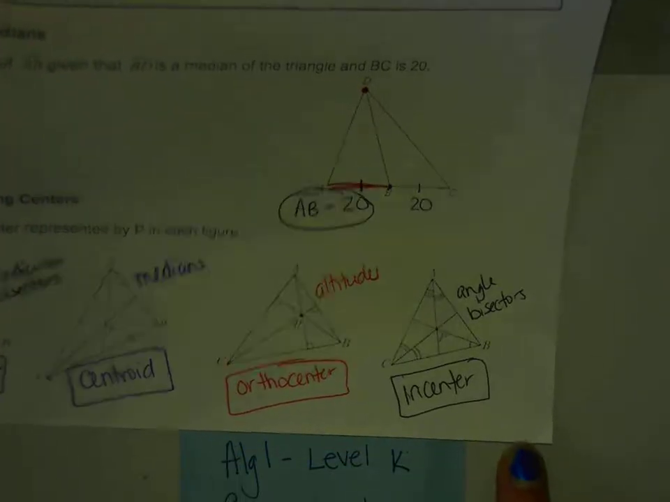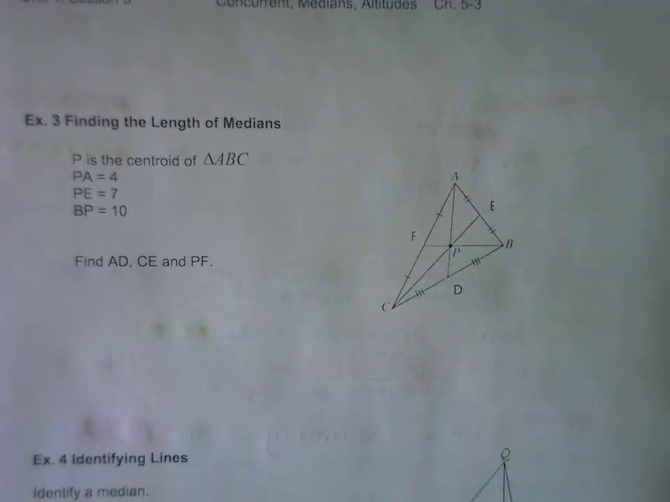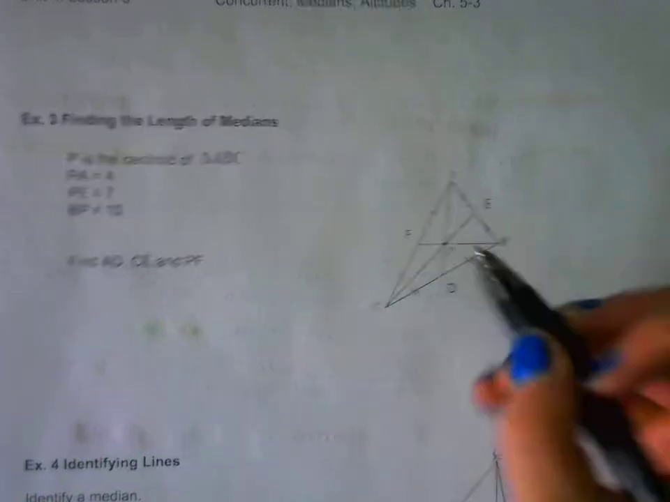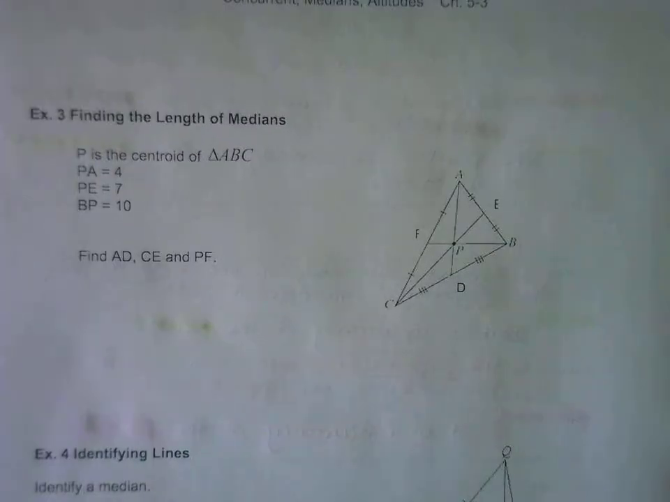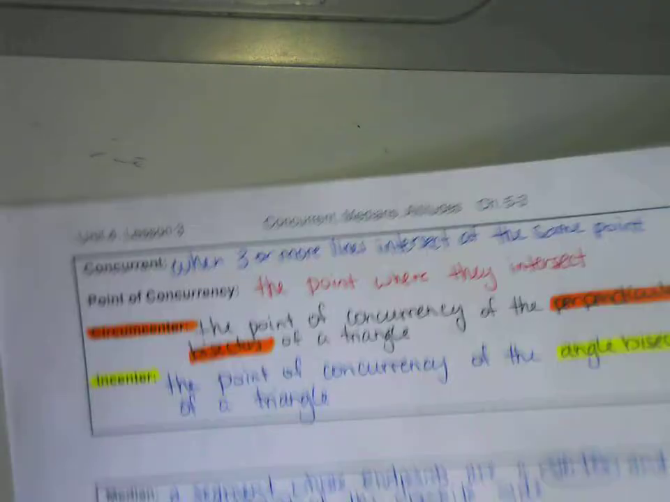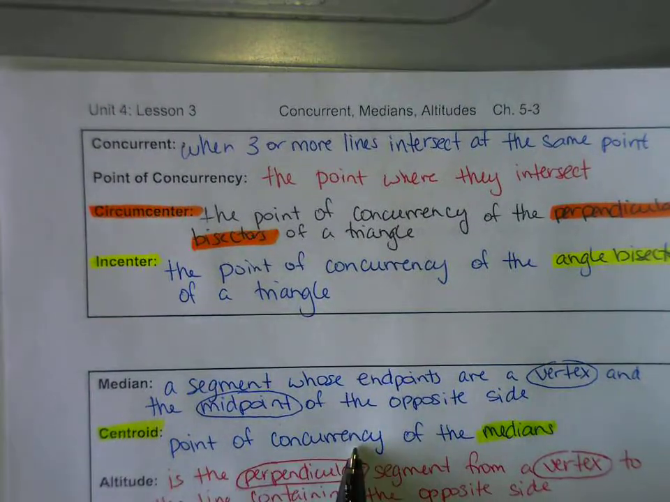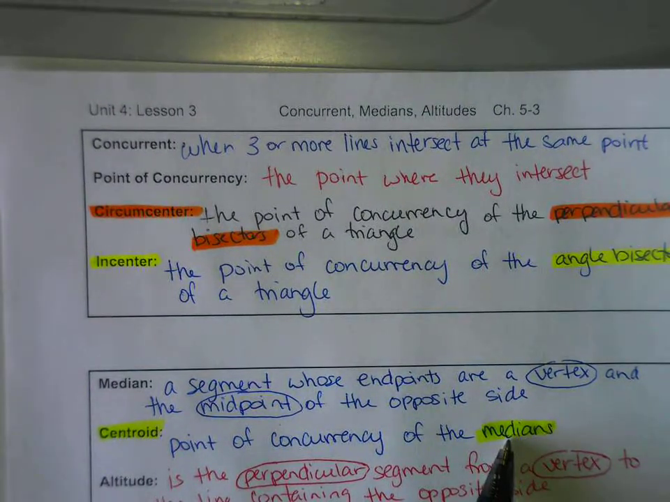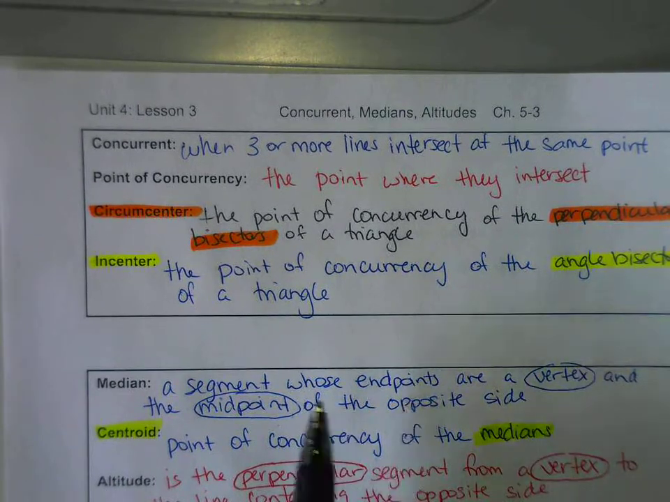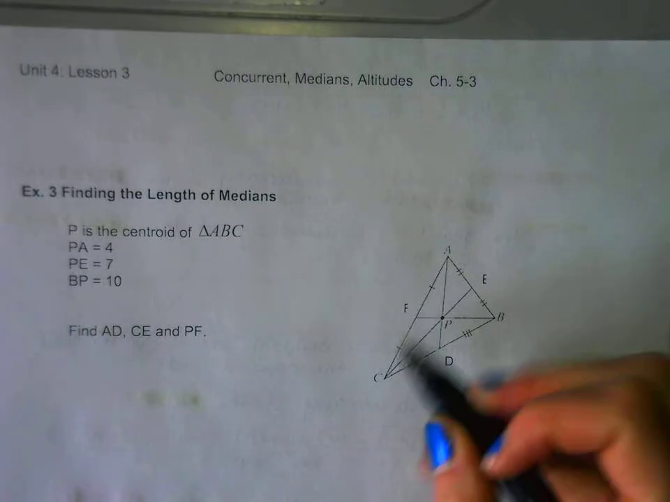Okay, example 3. We are being told that P is the centroid. So just to remind us what a centroid is, remember the centroid is the point of concurrency of the medians. A median is where we start at the vertex and we go to a midpoint. So they all start at the vertex, and they all create a midpoint on each of the opposite sides.